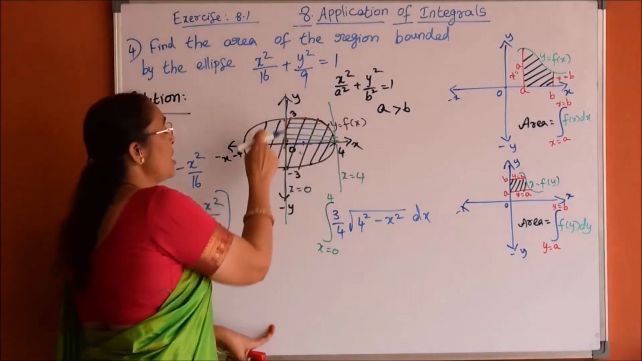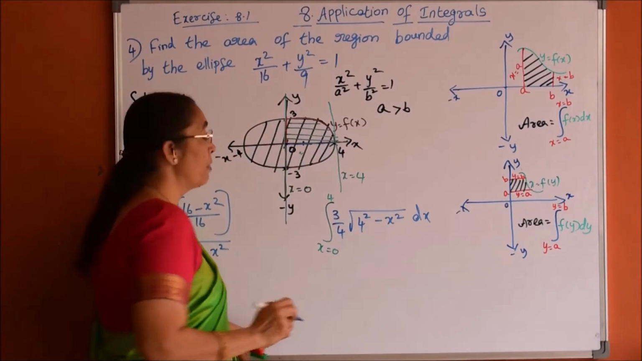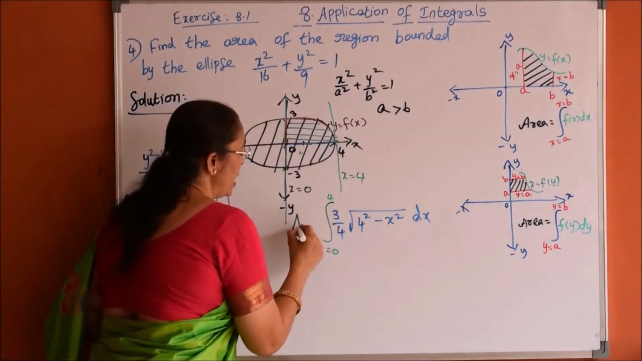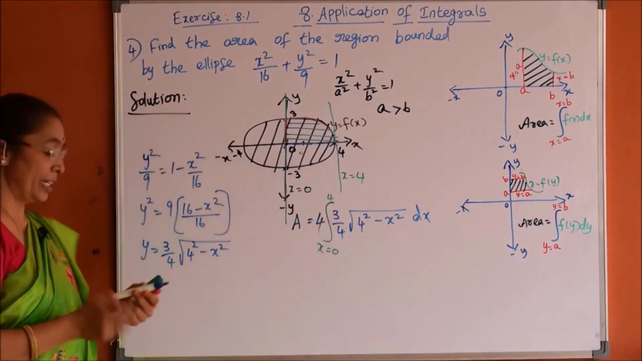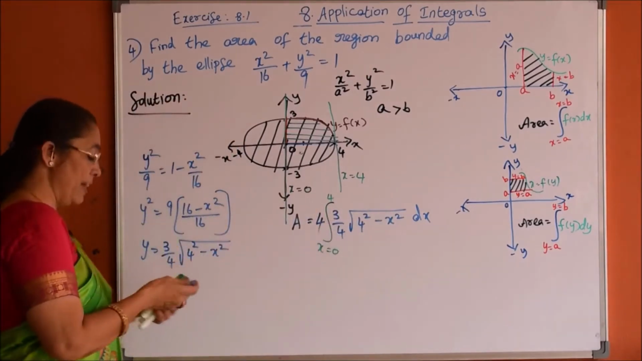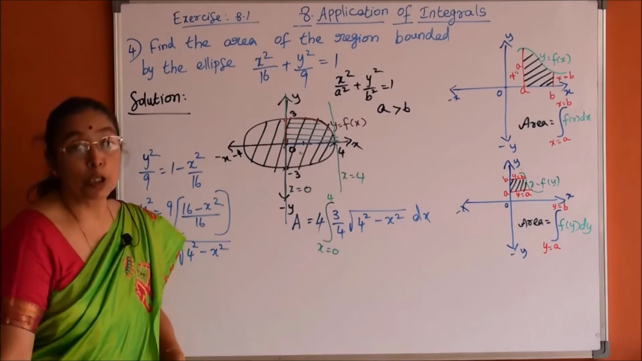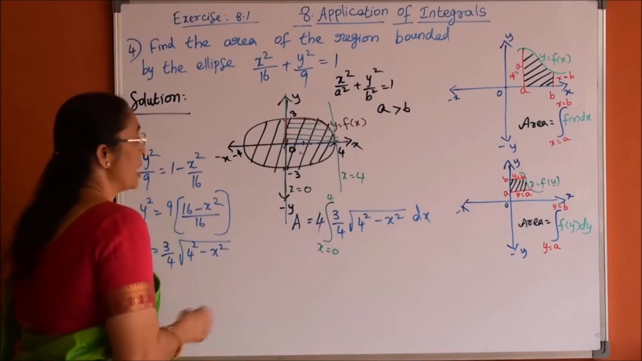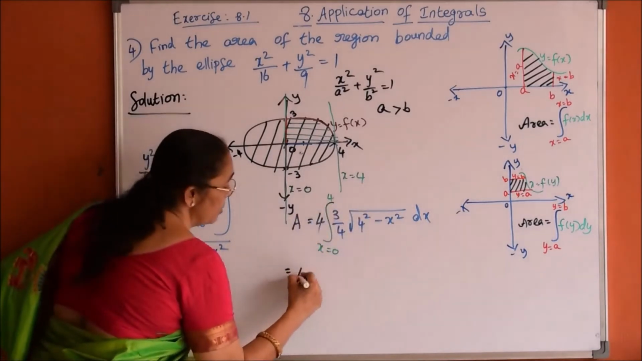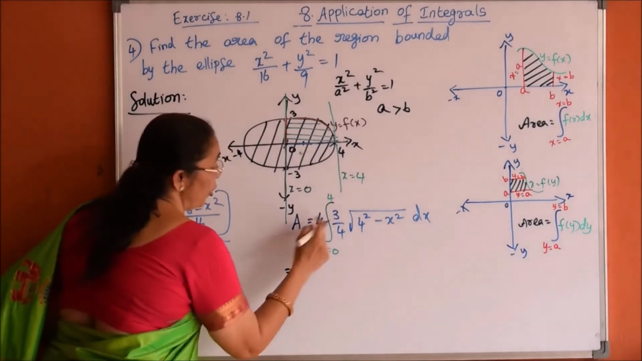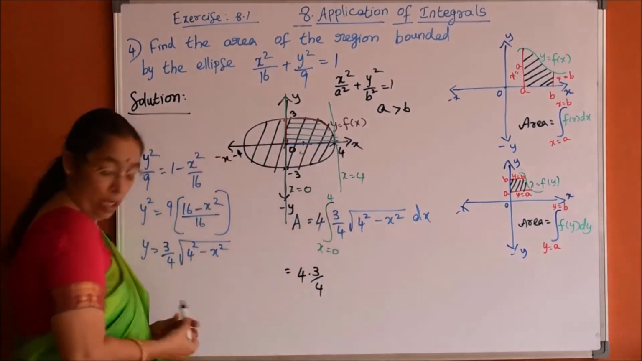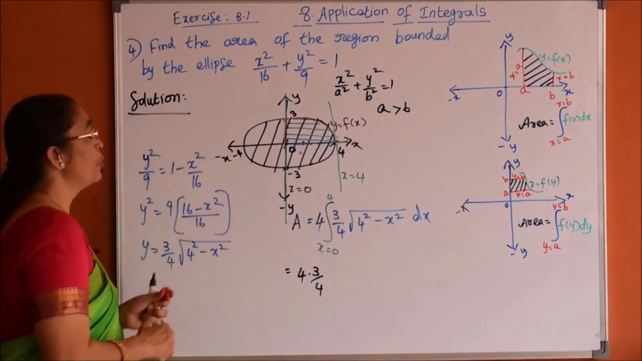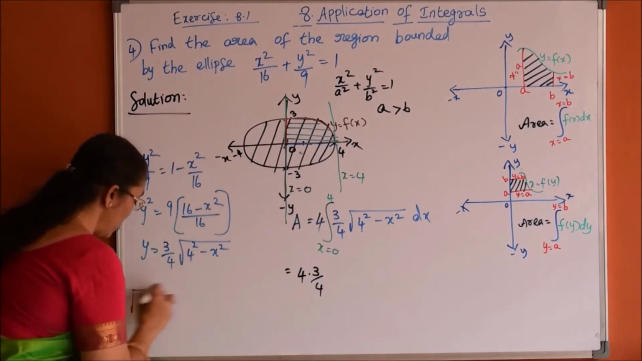So, all these 4 areas are equal. So, we can write the required area is equal to 4 times this integration. Now we have to evaluate the integral and substitute the limits. Shall we start? Which formula applies to this one? The 4 is there, we will take 3 by 4 outside. Which formula? The integration of root over a square minus x square formula.